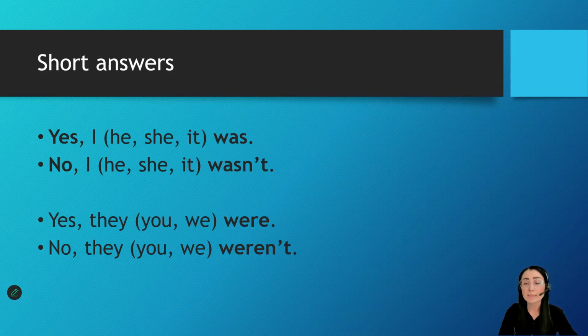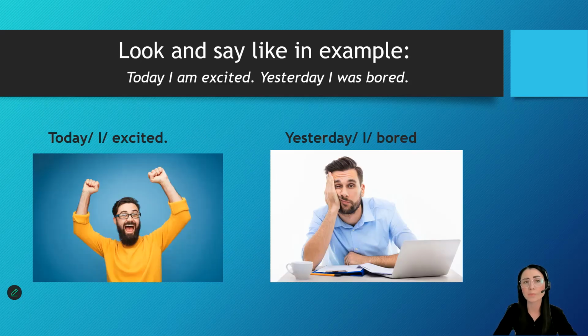Copy all these slides into your notebook and remember all these rules, please. And of course, we are going to have some practice. Look and say, like in the example. Today, I am excited. Yesterday, I was bored. Everything you need to do is to put the correct form of the verb to be: am, is, are, or was, were.